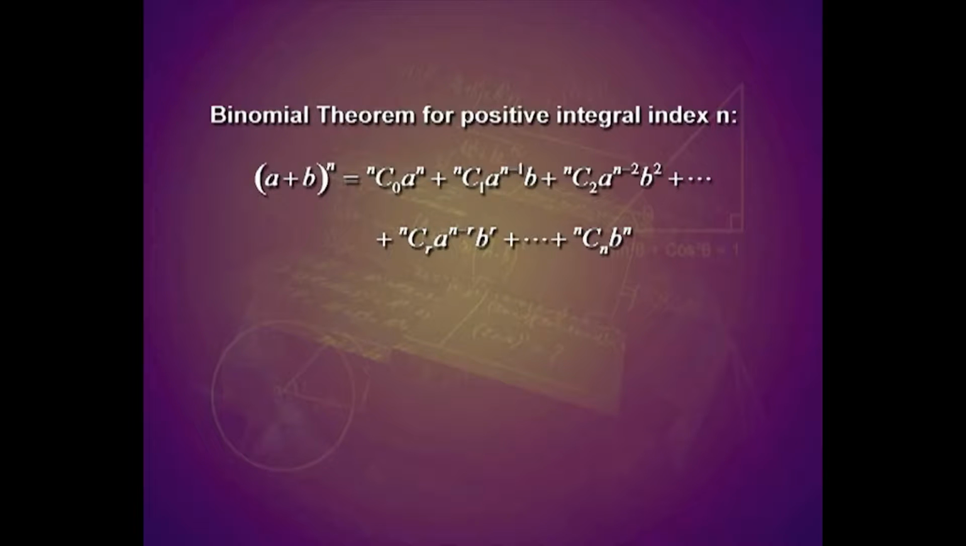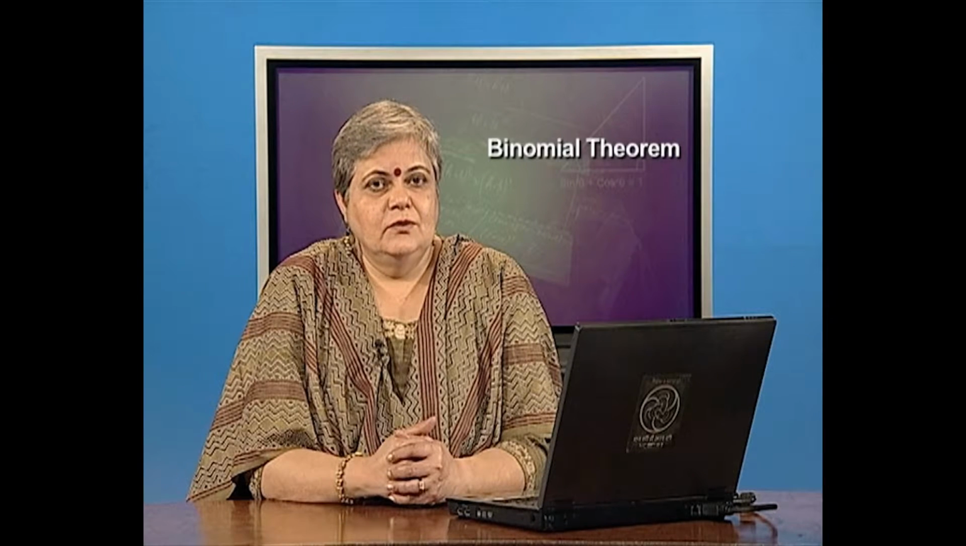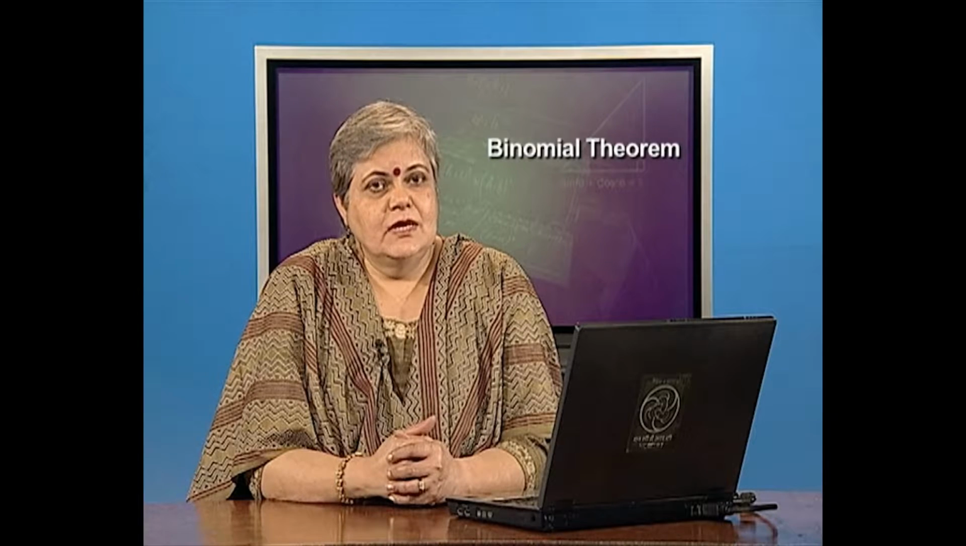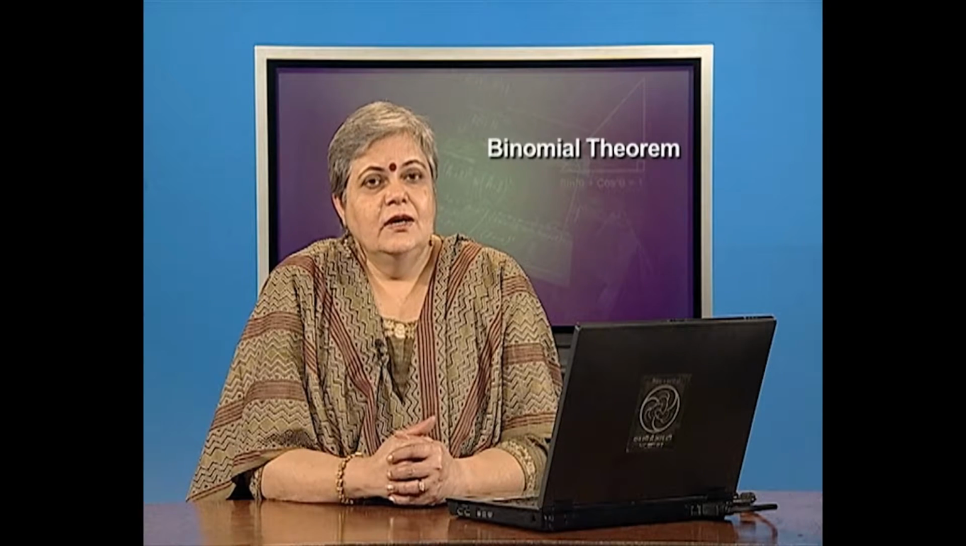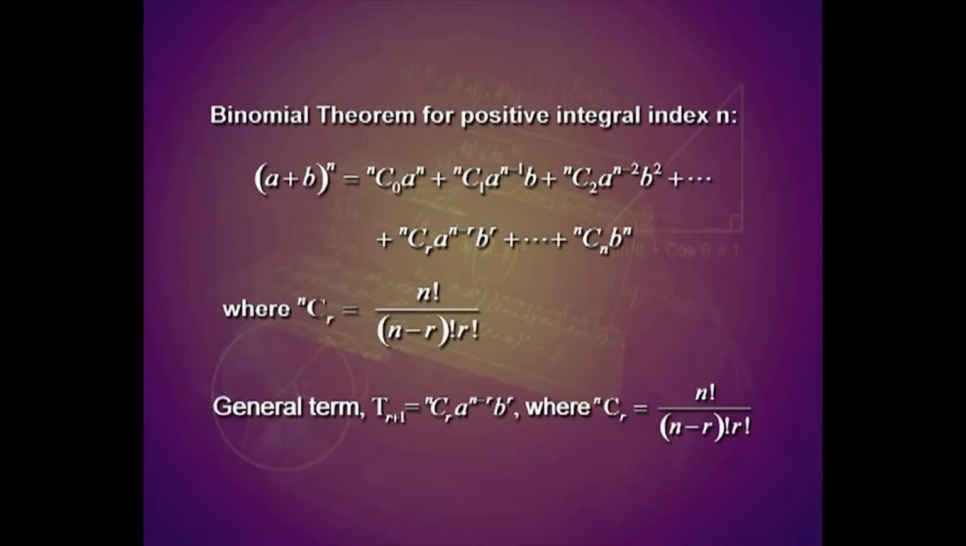That means, here we are expanding with the idea that the powers of a, which is the first term in the binomial, reduce by 1 in each successive term, and the power of b, which is our second term in the binomial, increases by 1 in each successive term. And of course, nCr is nothing but n factorial divided by factorial of n minus r times r factorial.